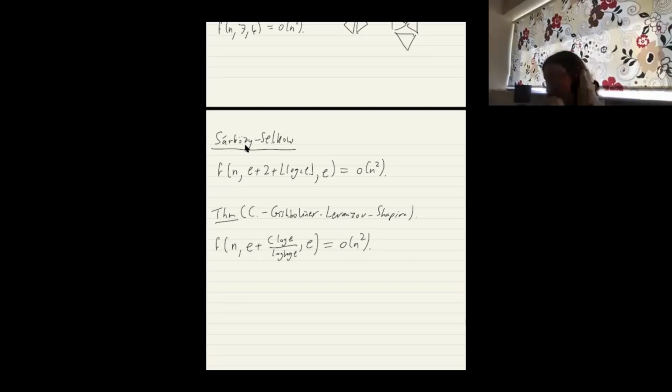So this doesn't look like a huge improvement. Essentially what we're doing is we're improving a log e here to a log e divided by log log e here. But a lot is needed to convert this to this. So for example, this proof on top really uses repeated applications of the graph removal lemma, whereas this thing on bottom uses applications of the hypergraph removal lemma for every uniformity.